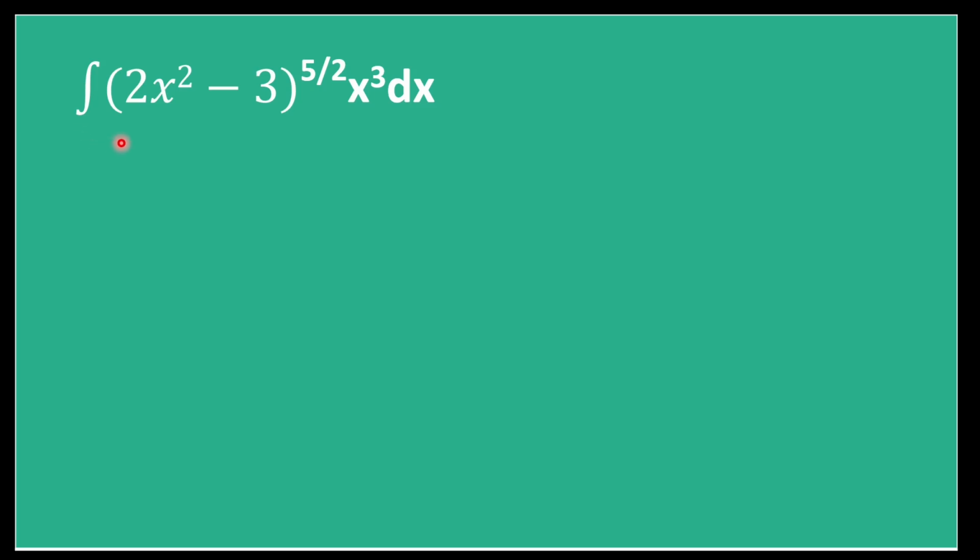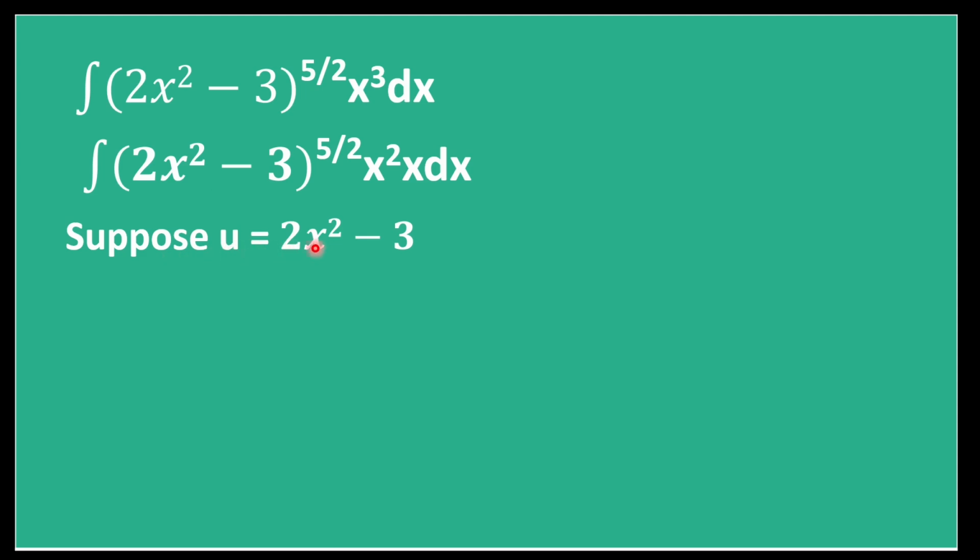Hello everyone. Today we have this question: the integral of (2x² − 3)^(5/2) x³ dx, and we have to integrate this with respect to x. So first of all, we will split this x³ into x² times x dx, and then we will suppose 2x² − 3 equal to u.